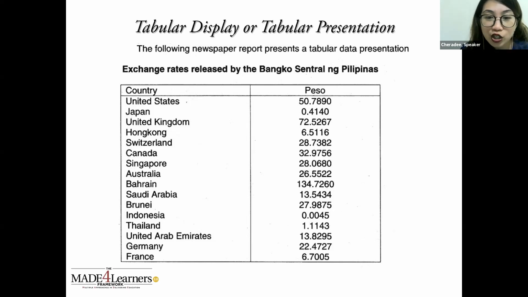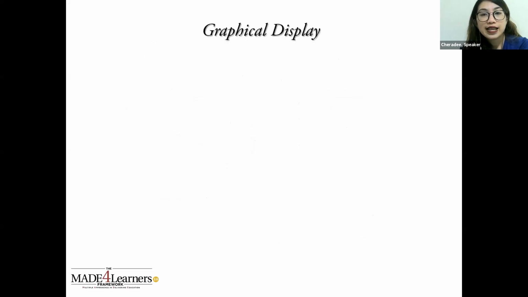So you just have to mention the three. You should not mention all the numbers presented there. Okay, because the tabular presentation already states that this is the corresponding exchange rate. Okay, so that is tabular.